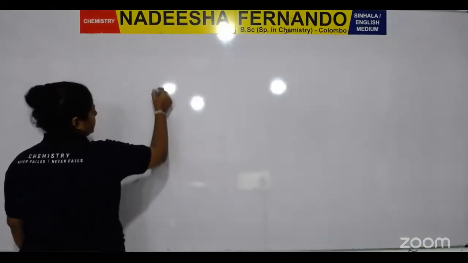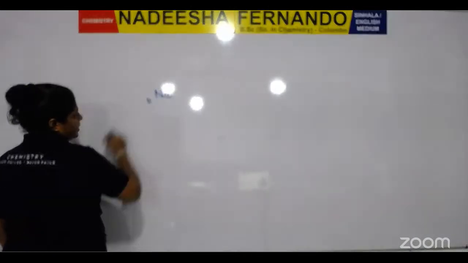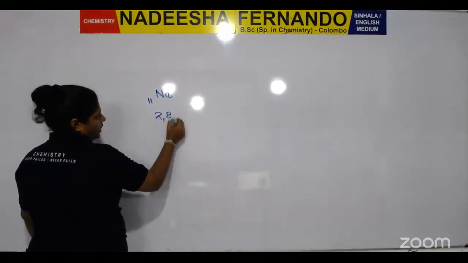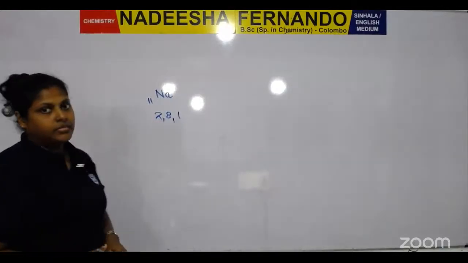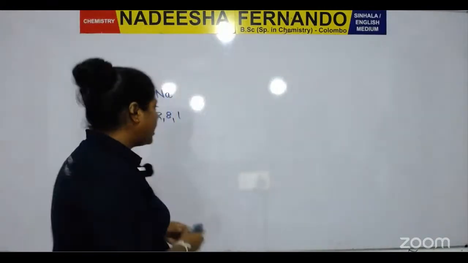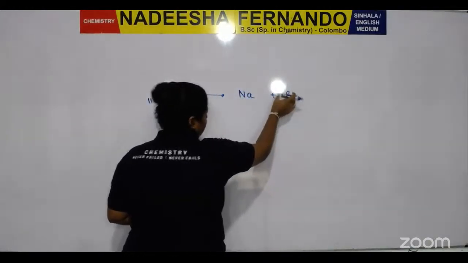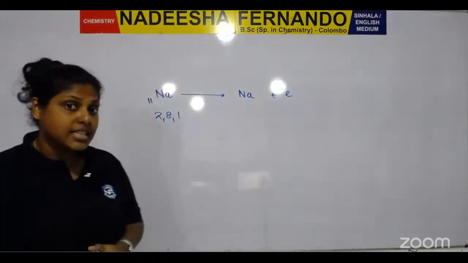For example, when I take sodium, the sodium atomic number is 11. When you write the electron configuration, it is 2, 8, 1. To occupy a stable electron configuration, there is 1 excess electron in sodium. So sodium should remove its outermost electron to make this stable configuration. So simply, sodium removes the outermost electron, and it can be written on the product side.